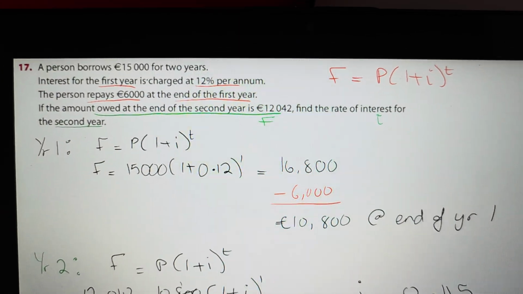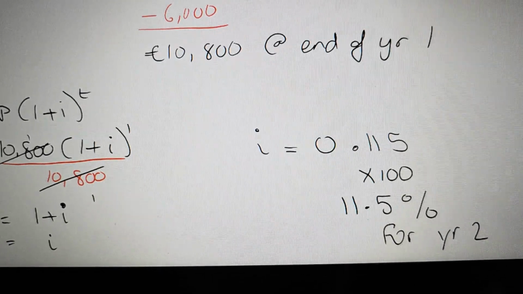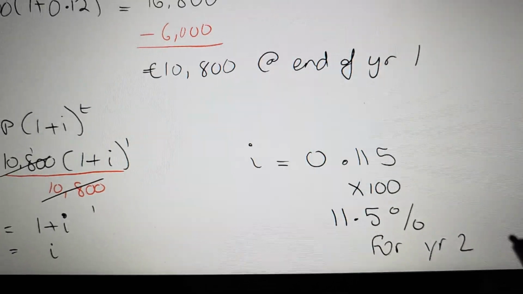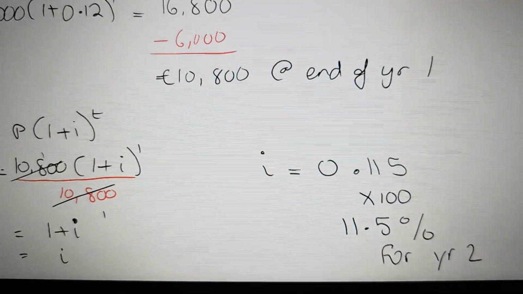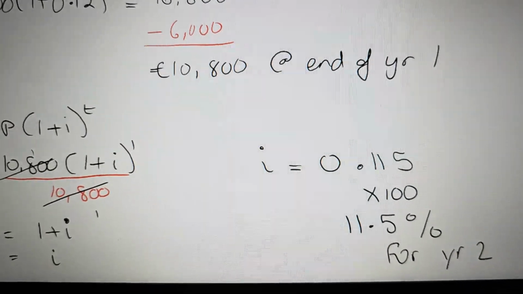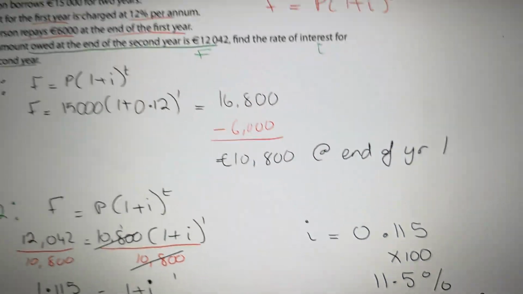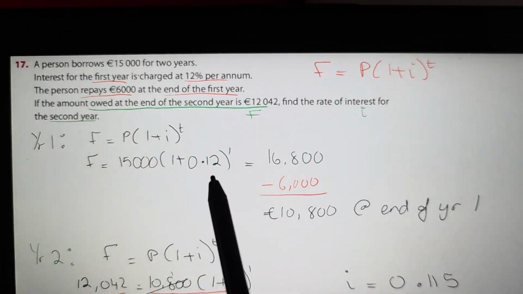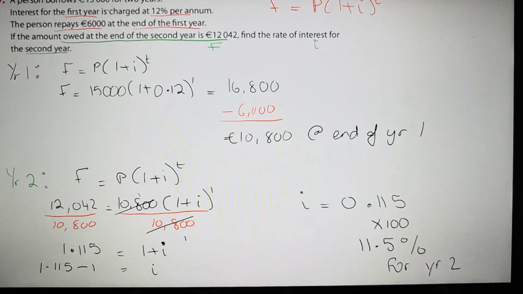A rate is a percentage. I have my interest as a decimal. Turn it into a percentage by multiplying it by 100, which means just move the decimal point 2 places to the right, and you'll get 11.5%. So in year 2, the interest rate was 11.5%, whereas in year 1, it was 12%. So the interest rate dropped in the second year and it went down to 11.5% instead.